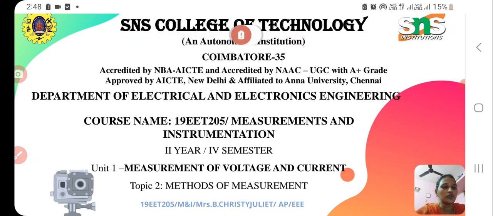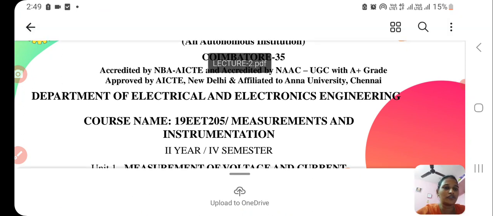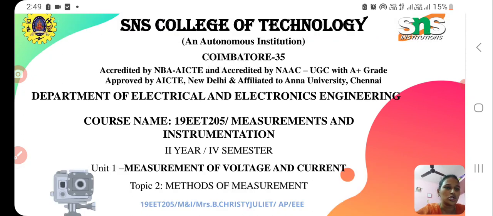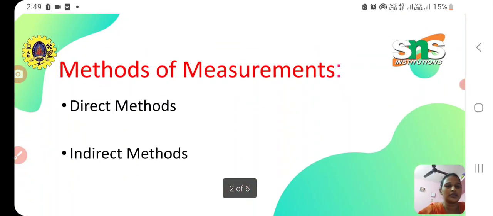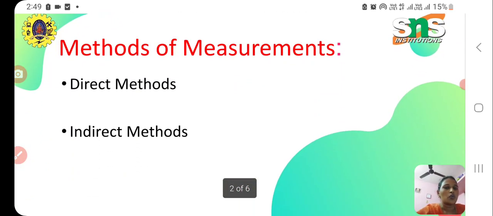In this video we will be discussing the methods of measurements. As we have already discussed, measurement is an act of giving a physical value to every quantity. In general, there are two methods for performing measurements: one is the direct method and the other is the indirect method. Direct and indirect measurements are commonly used everywhere to give a physical representation to any quantity.